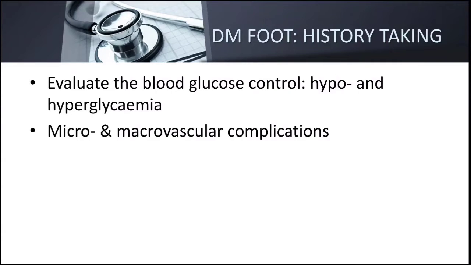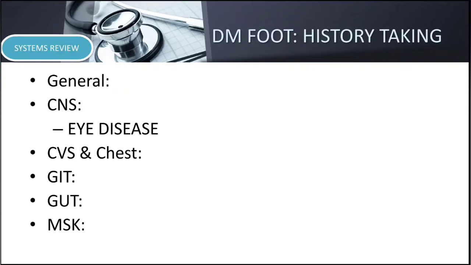And then there are micro and macrovascular complications of diabetes. So these 2 points, the blood glucose control of the patient and the presence of micro and macrovascular complications, I think it's best if you put this in your systems review, right? So from your general, you have to mention, if you talk about weight loss, if you talk about fever, because this patient has an ulcer, it could be infected, right?